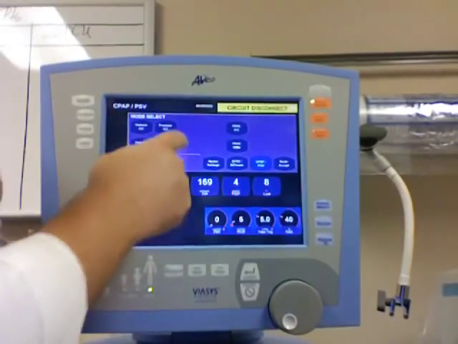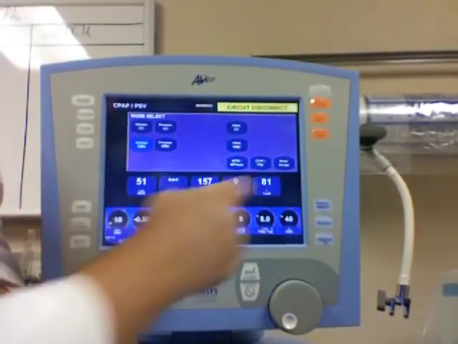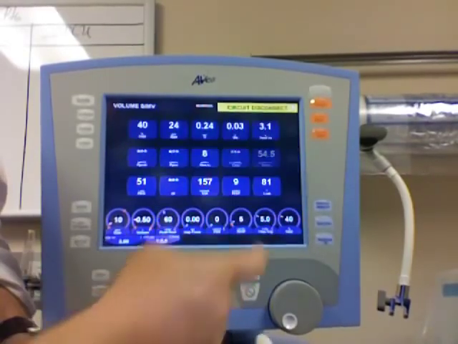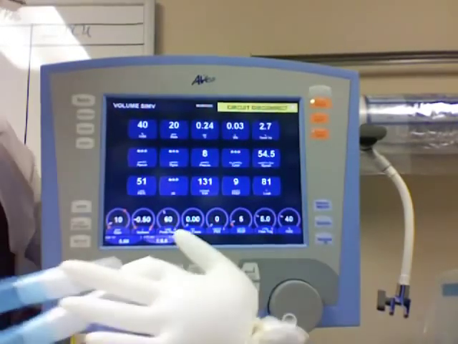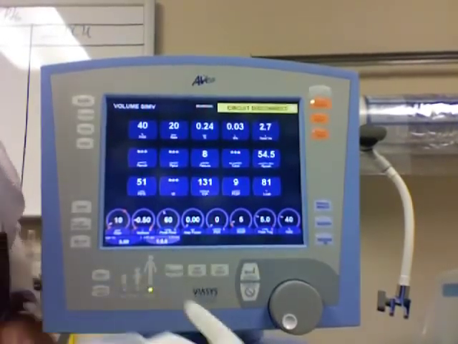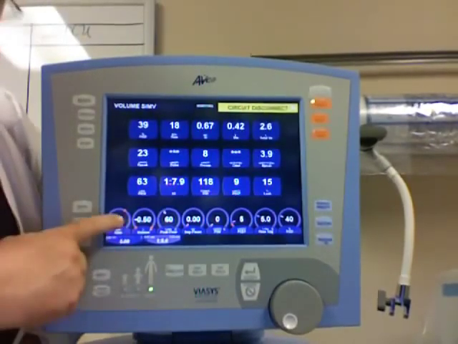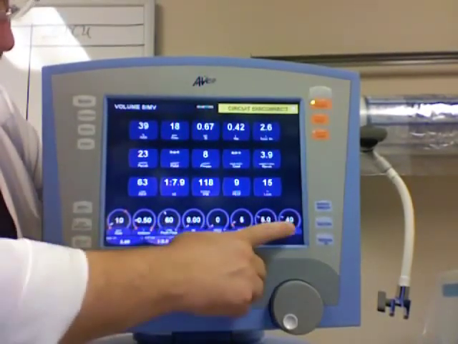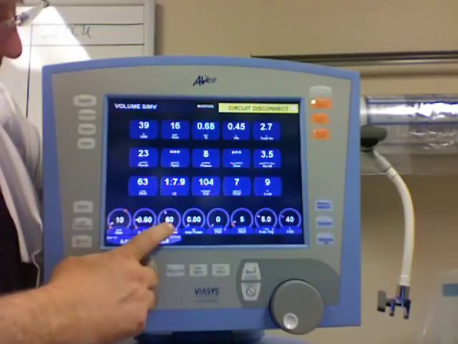Mode, volume SIMV. I have a volume and a pressure. I'm still in volume ventilation, accept. Okay, now notice I have set on my SIMV a rate of 10, 500, 40%, peak flow of 60.